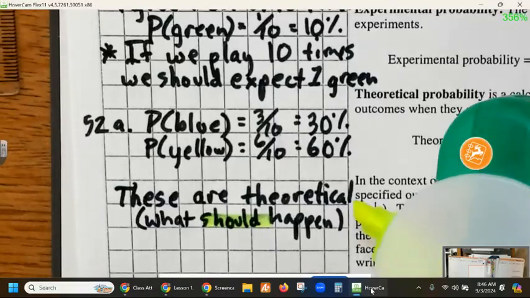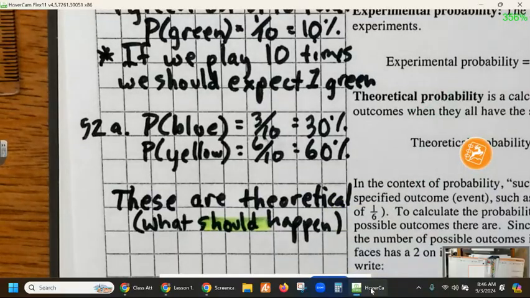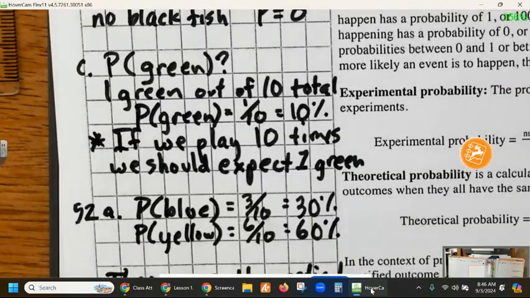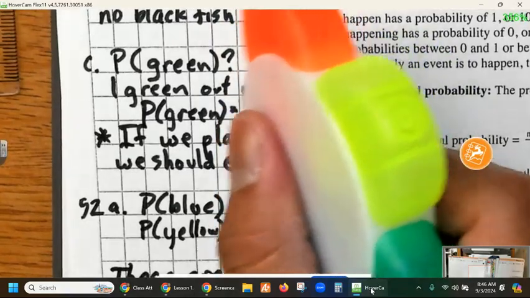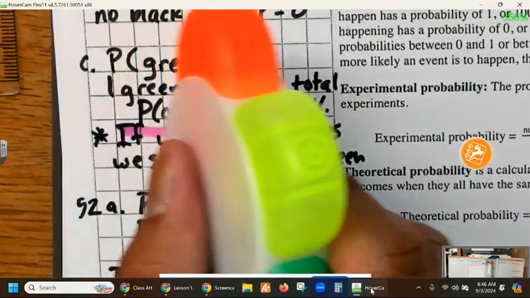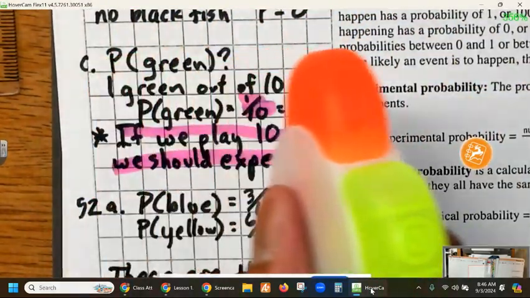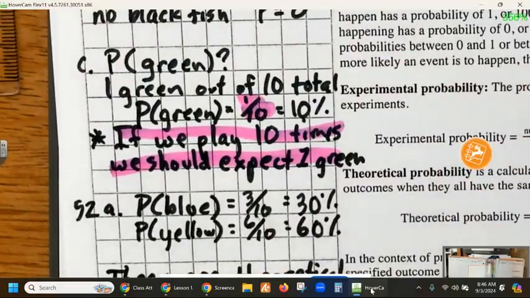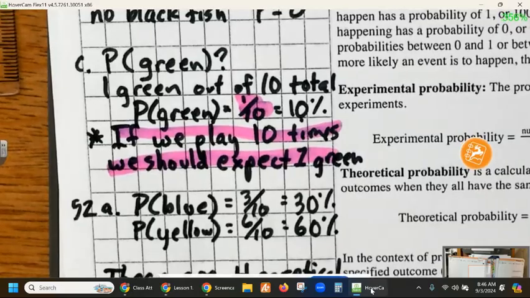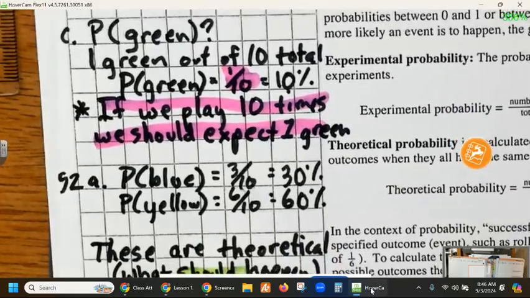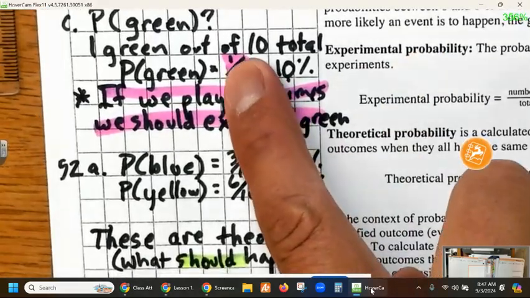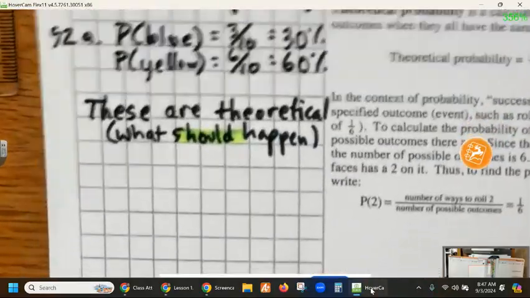Okay? All right. So I'm going to come back here and also highlight this important point that 1 out of 10 means if we play 10 times, we should expect to get 1 green. Because I'm going to highlight that point pretty often throughout the year. That's what probability means. If we were to play it that many times, that's what we should expect to get.